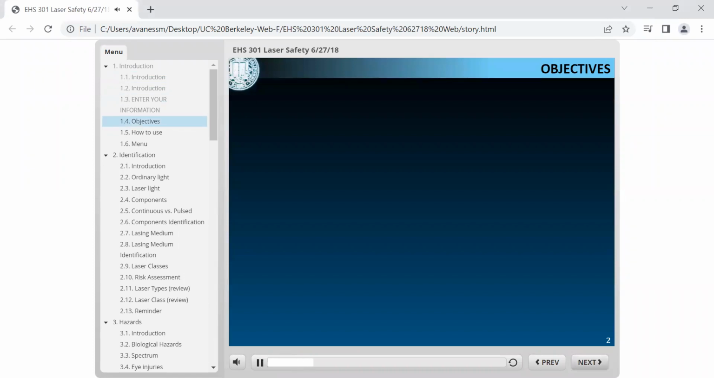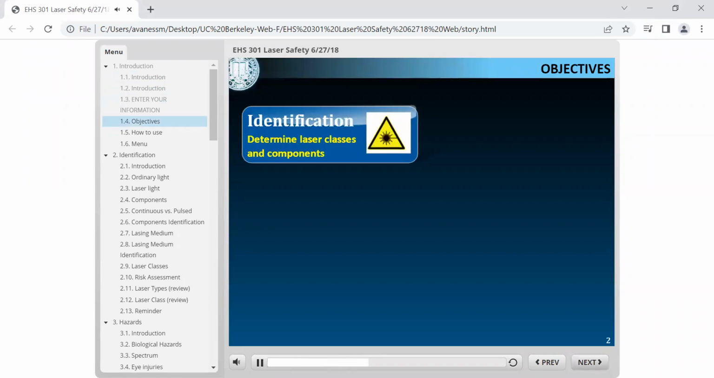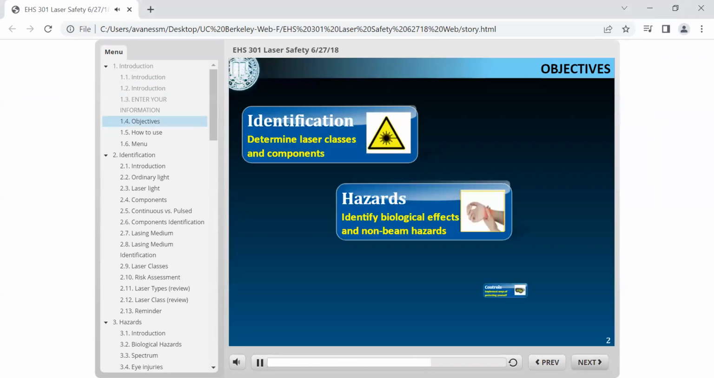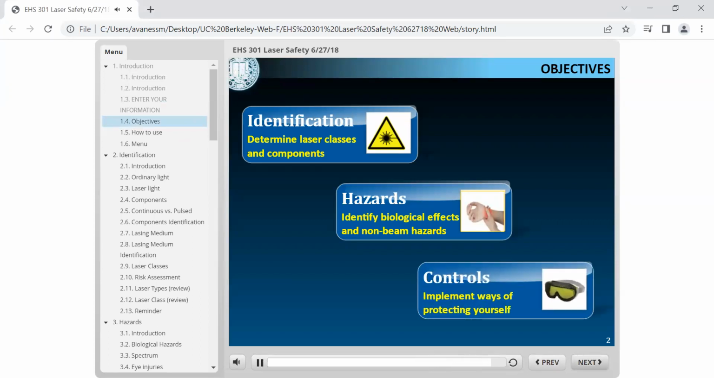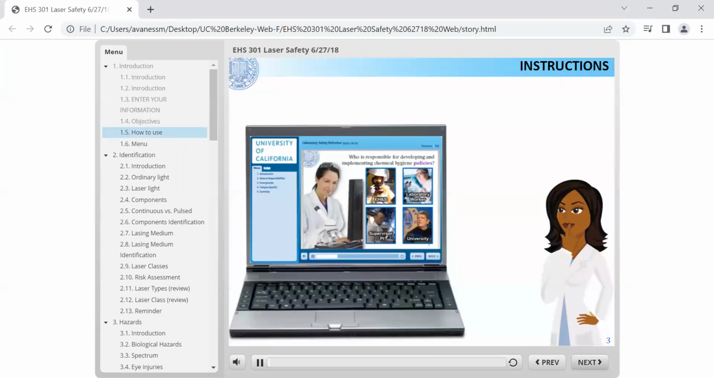In this course, we will discuss identification, hazard awareness, and controls when working with lasers. Before we begin, please note that you can read the information presented without having to listen to the narrator at any time by clicking on the script tab. To disable the audio, click on the sound icon at the bottom.